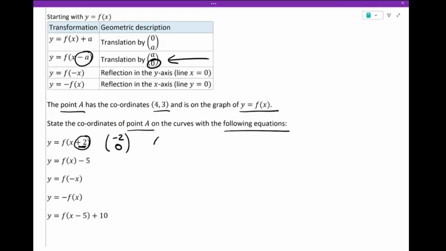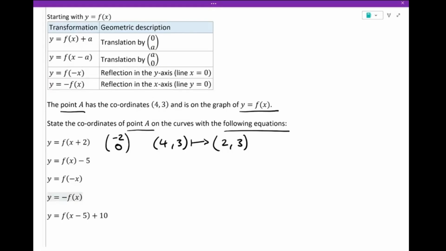Let's now carry it out. If we start with the point 4, 3, which is A, where does that point end up? The negative 2 means we're subtracting 2 from the x coordinate. So if we've got 4 here, if we subtract 2, we end up with 2. Then our vertical component is 0, so the y coordinate is not changing. So if we've got 3 here, we're going to end up with a 3 in my answer. So 2, 3 is our final answer.